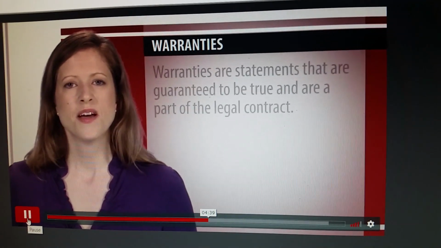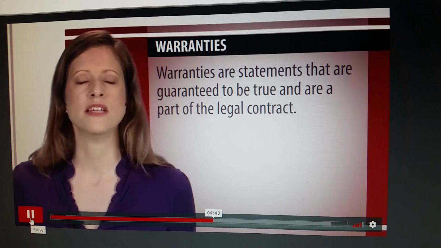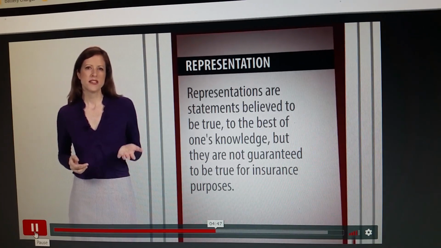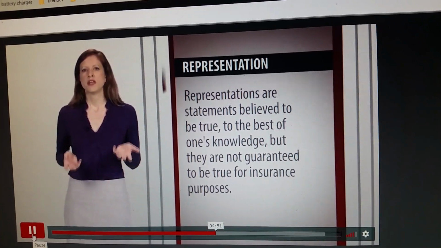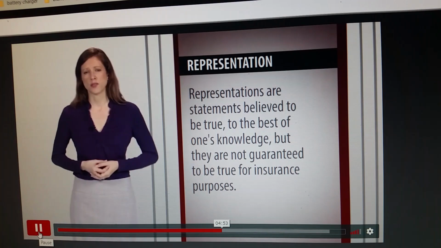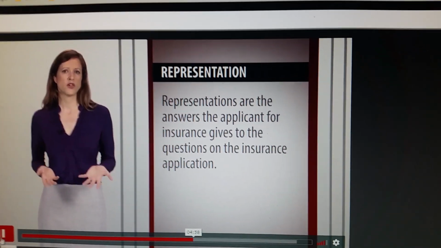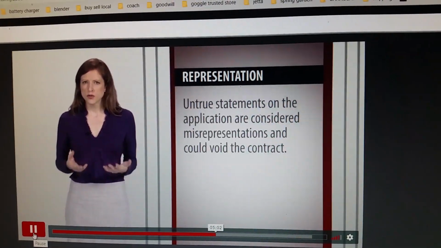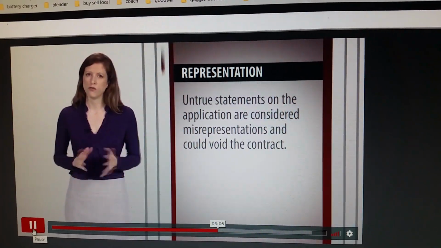Warranties. Warranties are statements that are guaranteed to be true and are part of a legal contract. Representation. Representations are statements believed to be true, to the best of one's knowledge, but they are not guaranteed to be true for insurance purposes. Representations are the answers the applicant for insurance gives to the questions on the insurance application. Untrue statements on the application are considered misrepresentations and could void the contract.